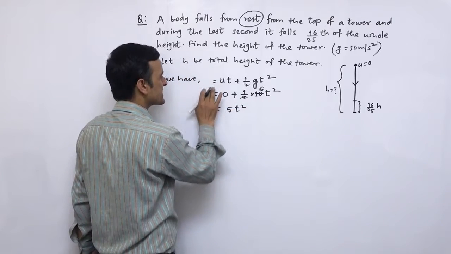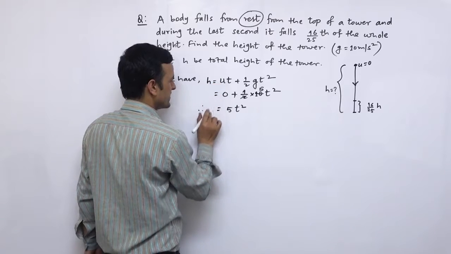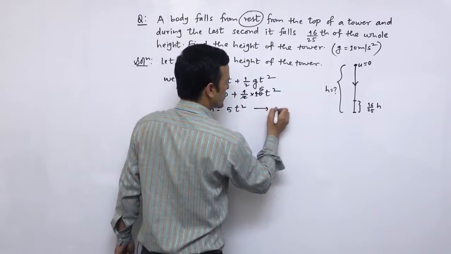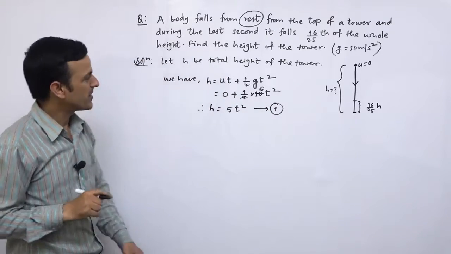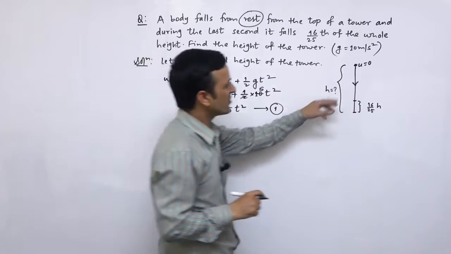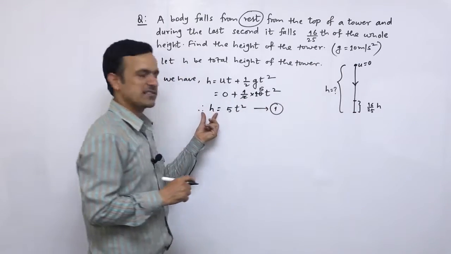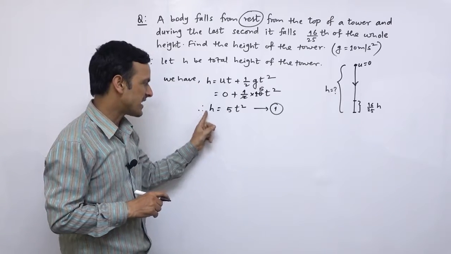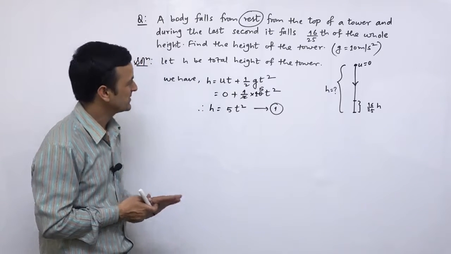It is not s, actually it is h, and it is equation 1. Distance covered by body means here is height. कति हाइट कभर गर्यो त्यसलाई चाहिँ हामी h लेख्छौँ. So write down h is equal to 5t square.